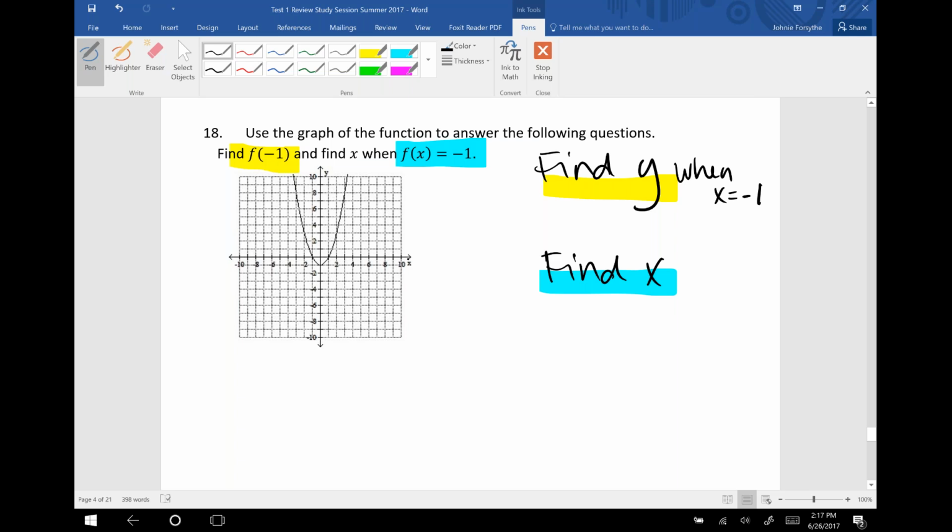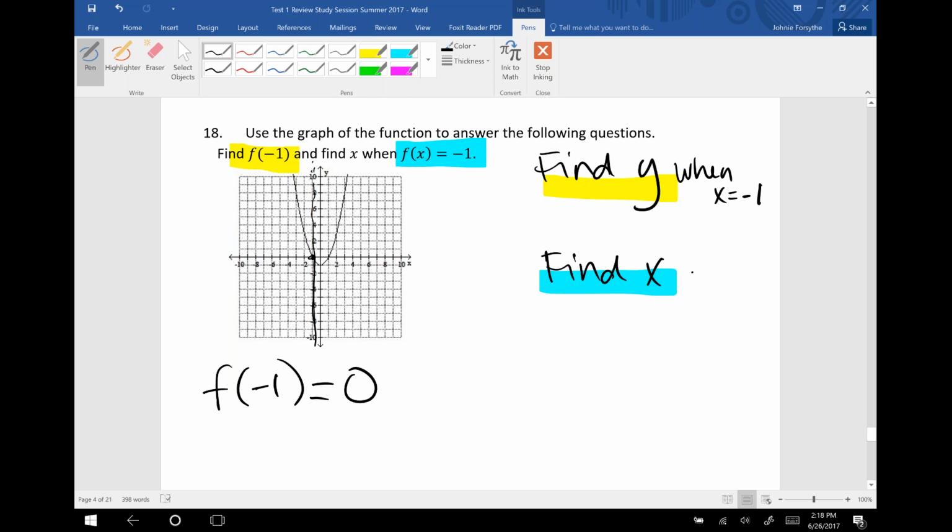So let's go to the x-axis and go to -1. Here it is, right here. What's happening on my graph when x is -1? My y value is actually 0. Okay? So this answer is 0. F of -1 equals 0. When x is -1, because remember, this is f of x. When x is -1, what's my y value on the graph? It's actually 0.